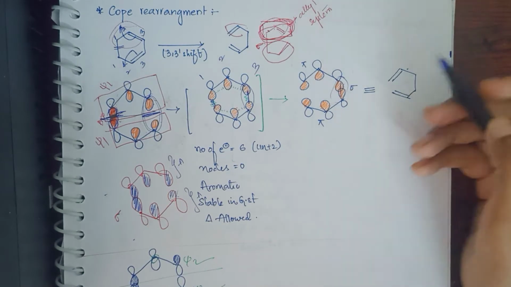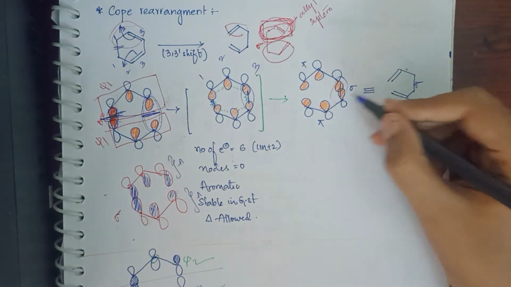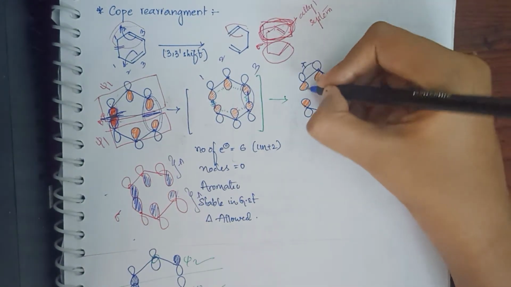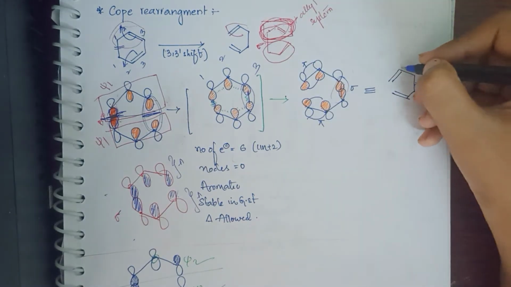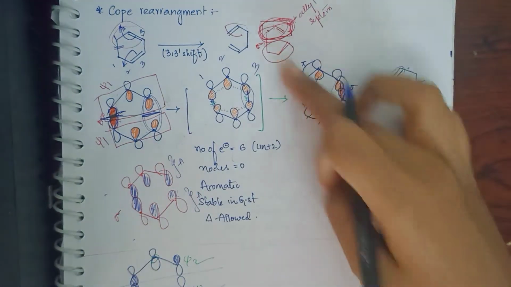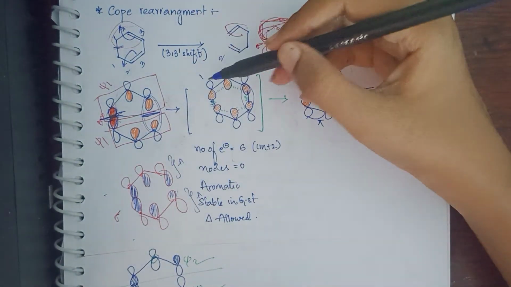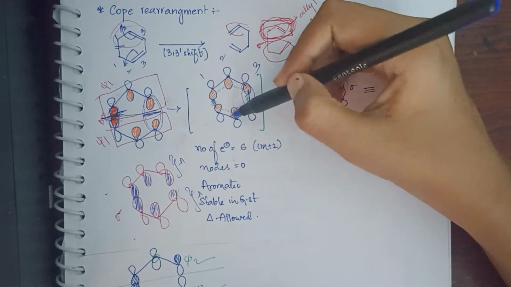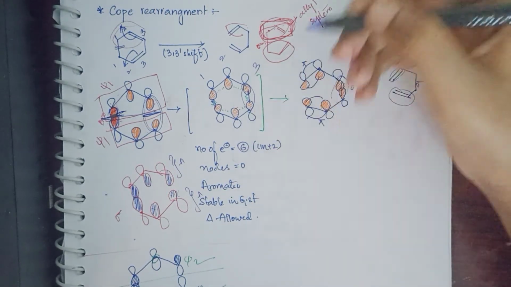See, these both are forming an end-on overlapping, that is sigma bond. These are sidewise overlapping, giving rise to the pi bonds. You will be getting this product. Now you count the number of electrons in this. See, number of electrons participating, 1, 2, 3, 4, 5, 6, 6 electrons. So comes under 4n plus 2.